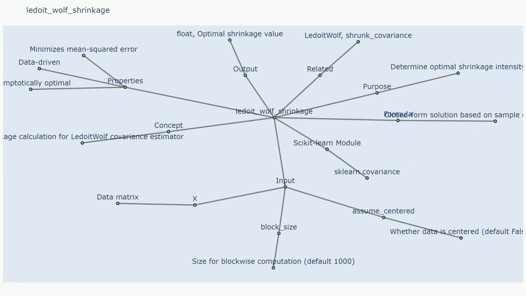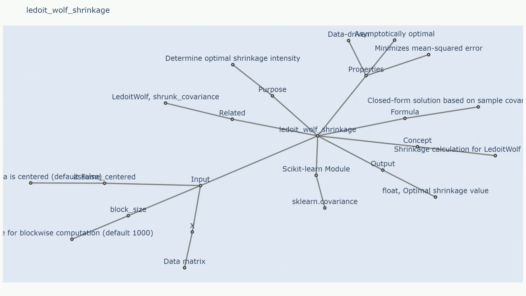Challenges. Challenge: how can you use the Ledoit-Wolf shrinkage method to improve the accuracy of your estimated covariance matrix? Fix: by shrinking the sample covariance matrix towards the identity matrix. The Ledoit-Wolf method can reduce the impact of outliers and improve the accuracy of the estimated covariance matrix, especially when the number of features is large relative to the number of samples.